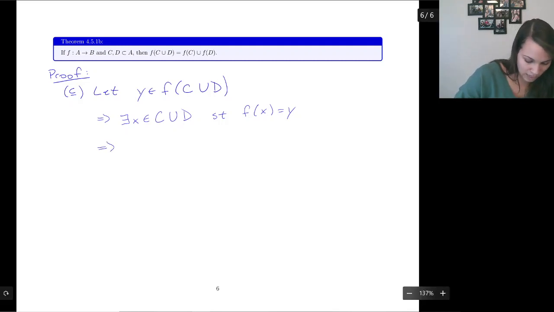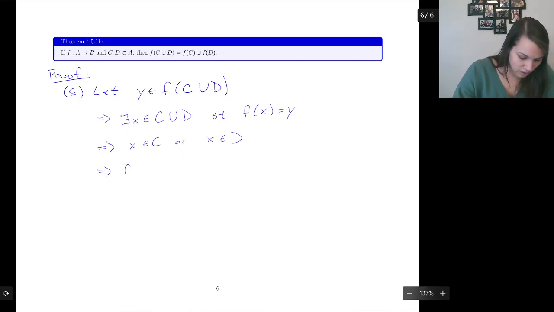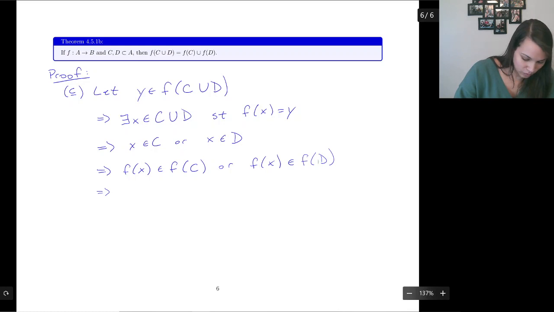Now we can use what we know about unions. We know that x will be an element of C or x will be an element of D. So then what that means is f of x is going to be an element of f of C, or f of x is going to be an element of f of D, my bad. So then y, which is equal to f of x, is going to be in their union.